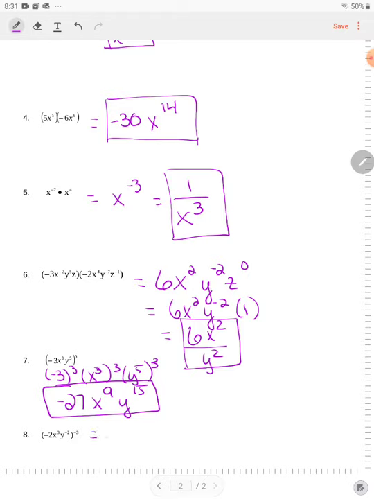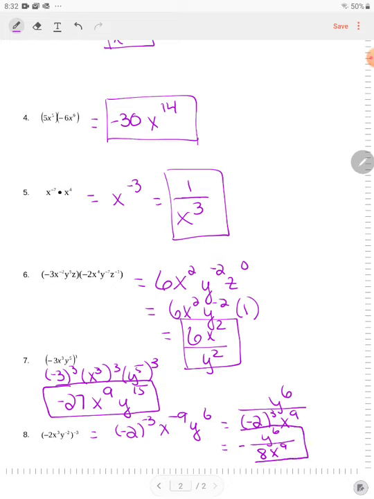Number 8 is to a negative exponent, same thing, negative 2 to the negative 3, x to the negative 9, y to the 6. Okay, if you have a negative exponent, it moves to the denominator. So that's negative 2 to the 3rd, x to the 9, and the y stays in the numerator. So your final answer is y to the 6 over negative 2 to the 3rd, which is negative 8, so we'll do negative 8x to the 9. And that's it. So good luck with the exponent problems.